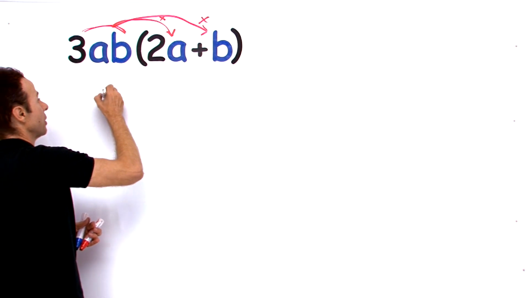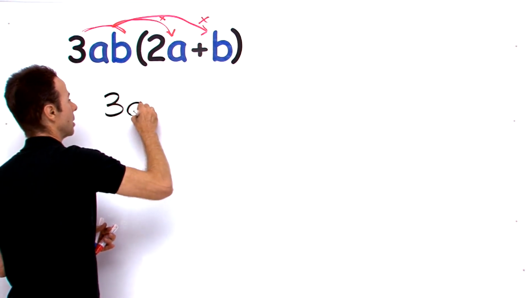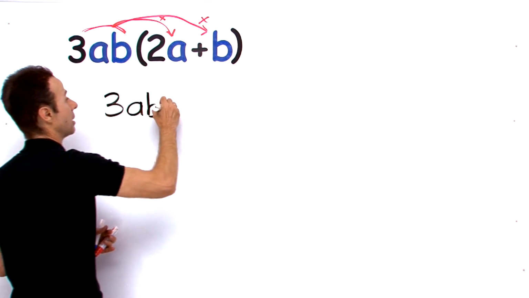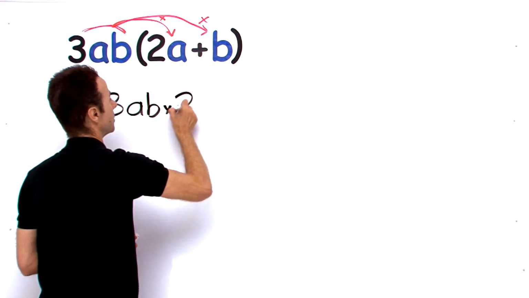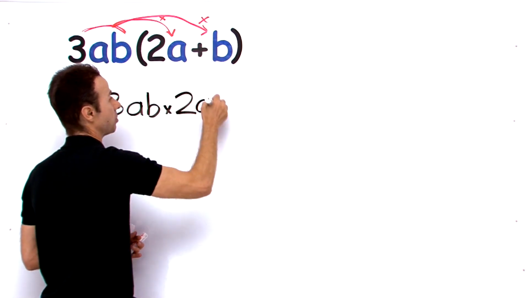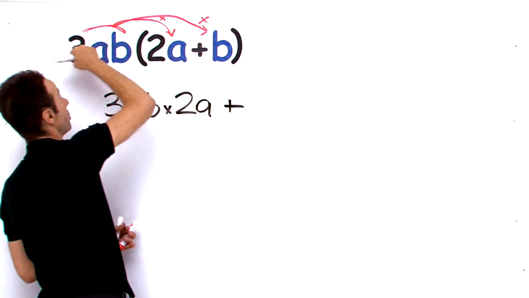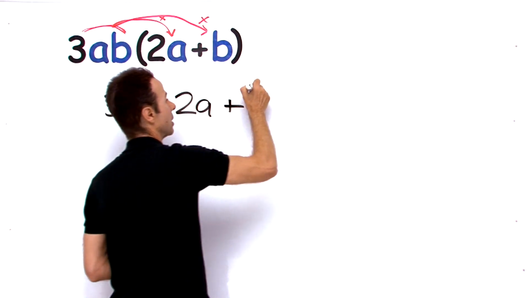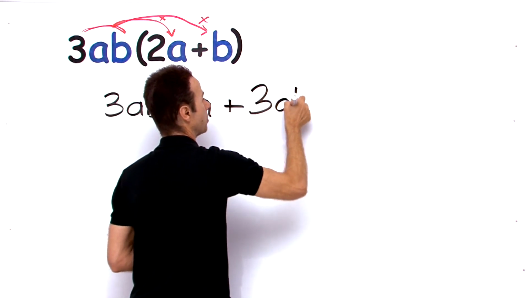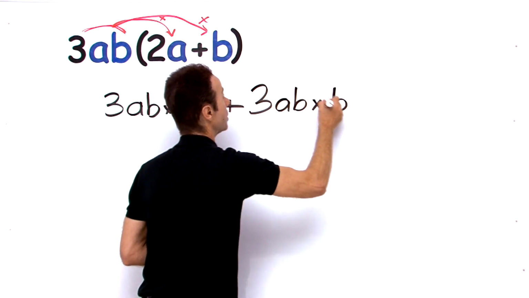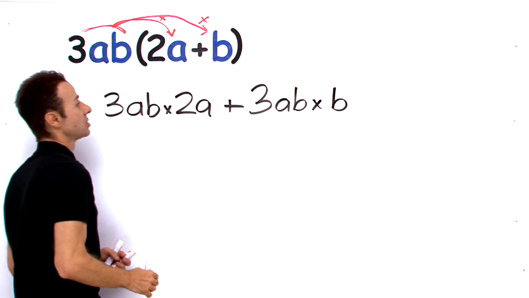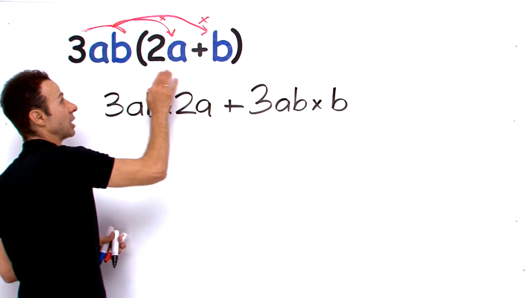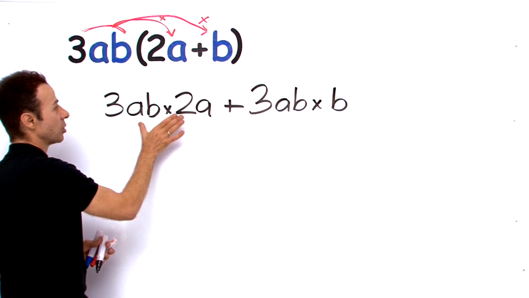So we start off with 3ab times 2a. Bring down the plus. Now we go 3ab times the b. That's the b there, right there. So we're distributing this by taking away the parentheses. Now let's work with these two guys.